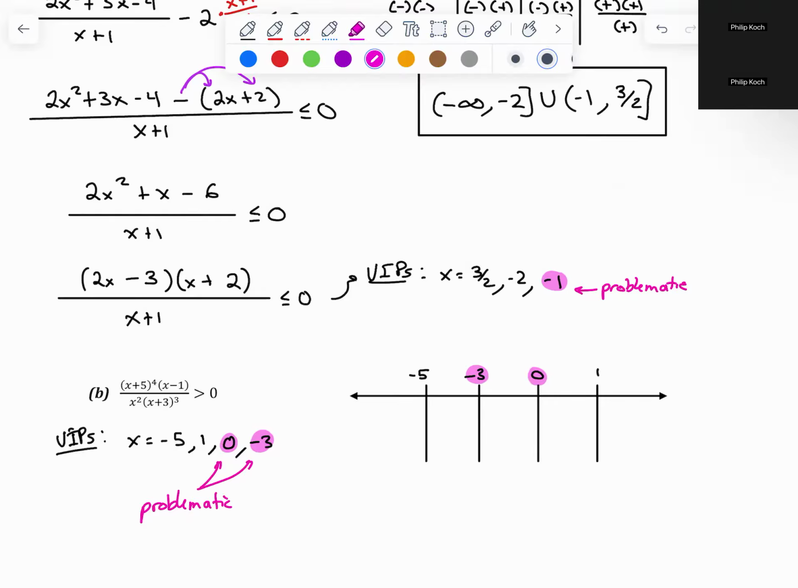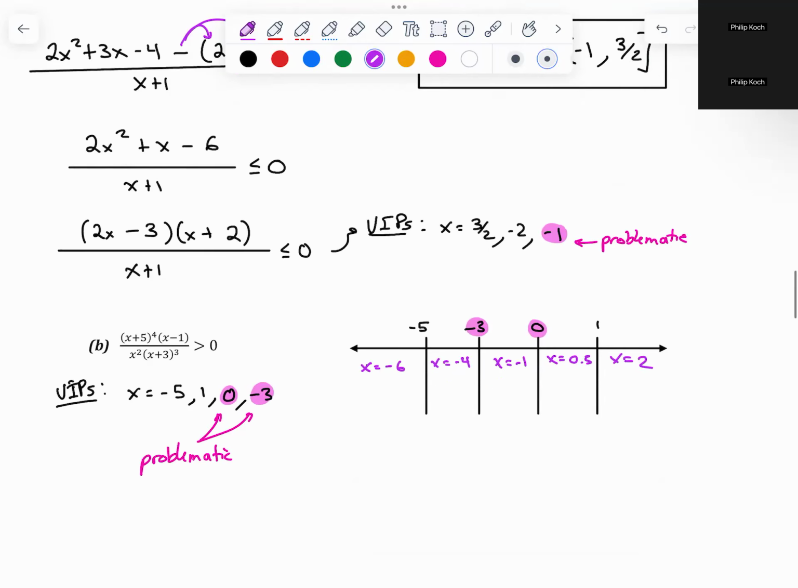And then we need to just pick some test values. x equals -6, x equals -4, x equals -1, x equals 0.5, and x equals 2. So once you've set up the sign chart like that, I want to talk about something real quick. It happened during the break, and I think we should mention it again.